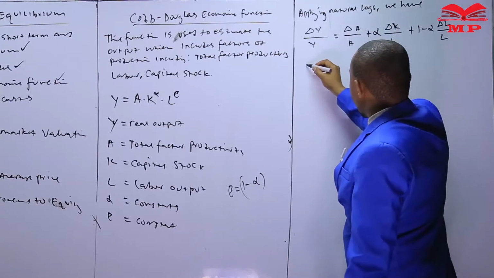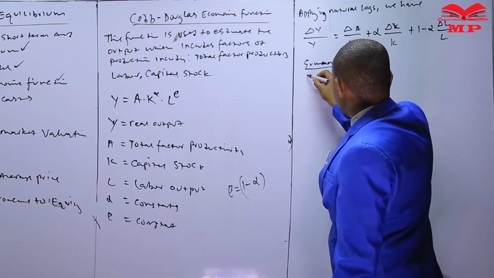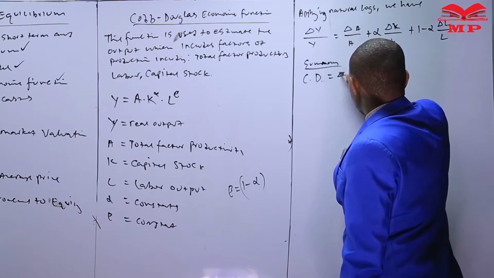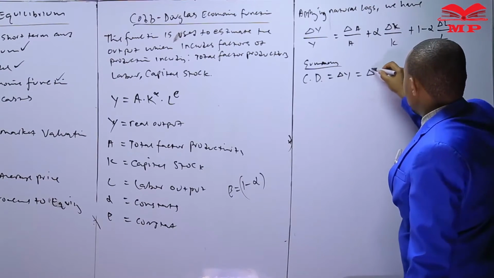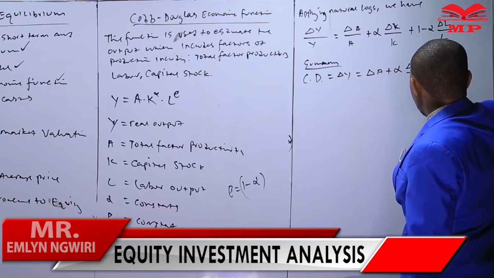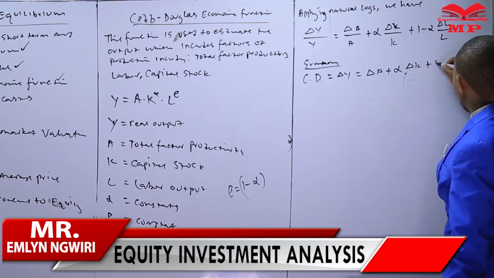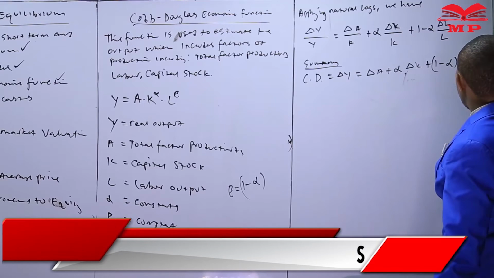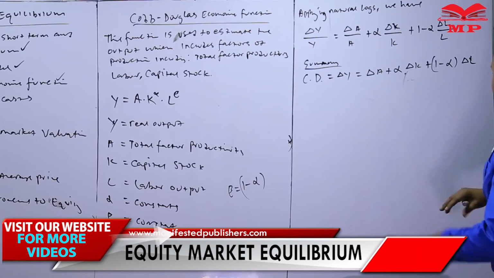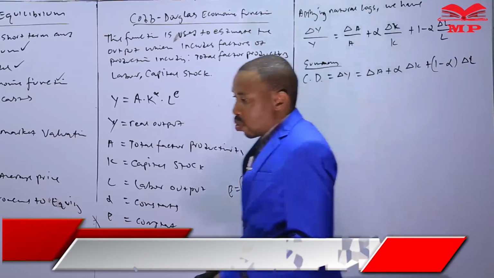This is the remodeled Cobb-Douglas equation. In summary, the Cobb-Douglas equation is given as change in Y equals change in A plus alpha change in K, plus 1 minus alpha change in L. That is how the Cobb-Douglas equation should be. So we try to look at an example.